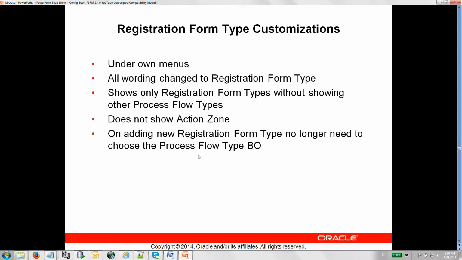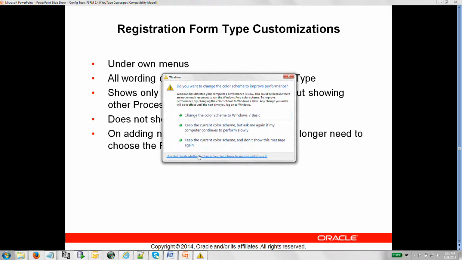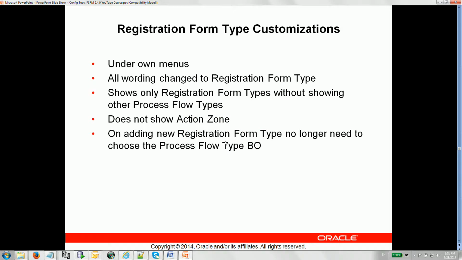Again, just to summarize, what did we see that we have done? We have put our registration form type under its own menu. All wording, any references do not show anything related to process flow type anymore. Everything says registration form type. You can pick registration form in the list of registration form types. You do not see any process flow types which do not relate to the registration form type. There's no action zone. And you also do not need to choose a process flow type BO.